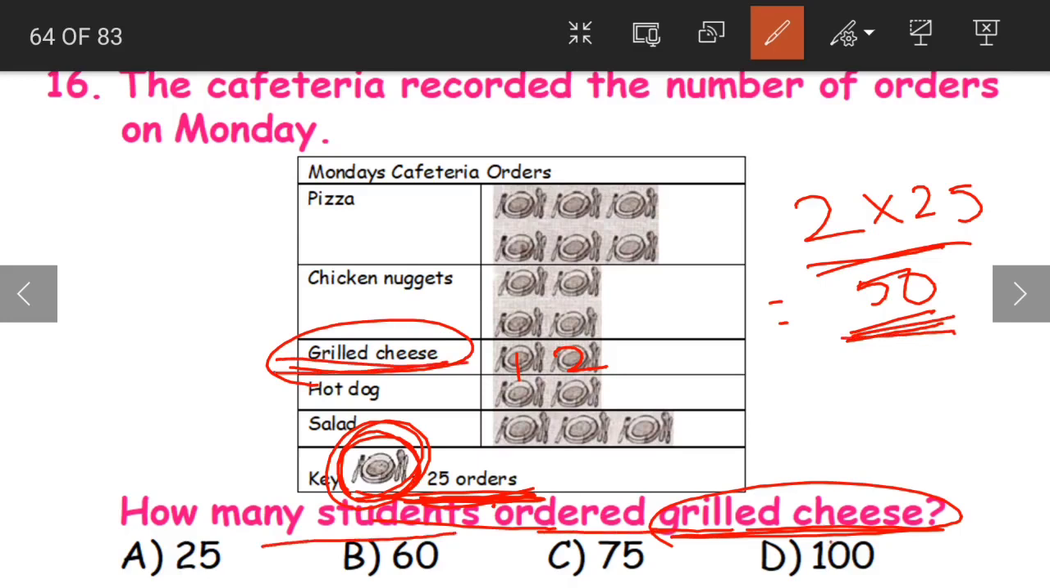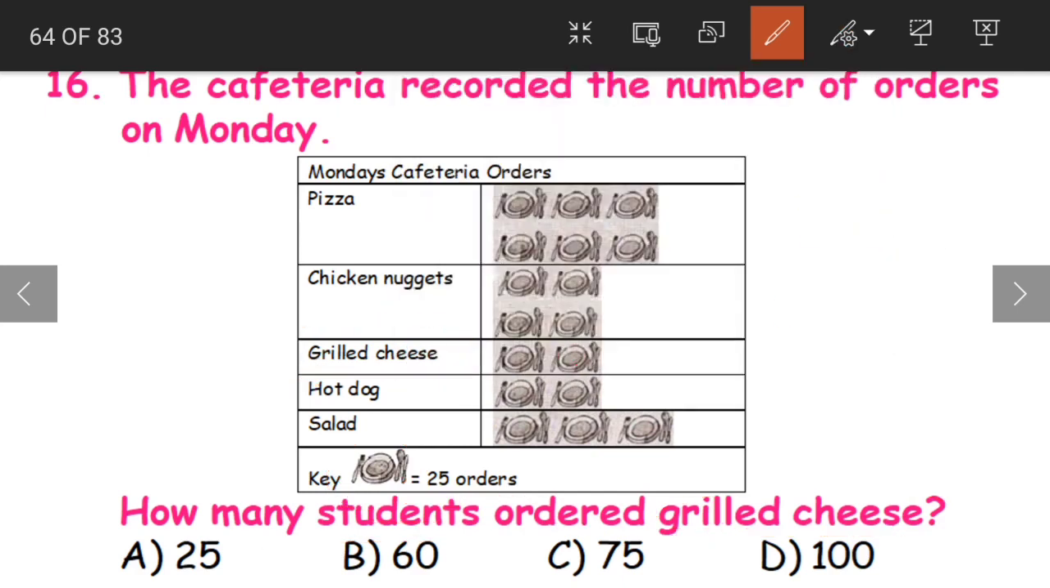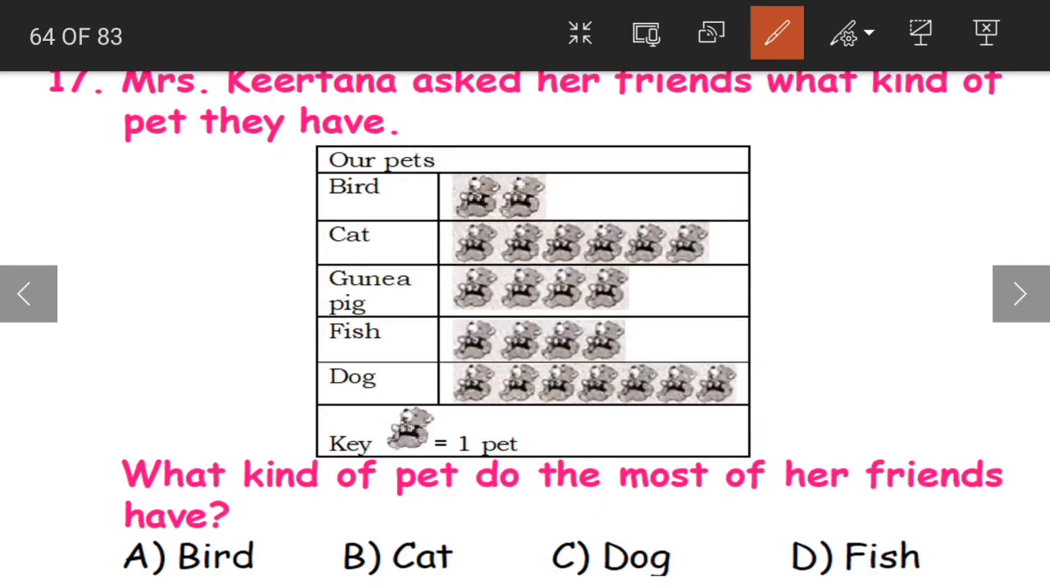So how many students ordered grilled cheese? 50 children ordered grilled cheese. Option B is 50, so option B becomes our correct answer. Yes. So 2 means each is 25, so 2 into 25 is equal to 50. The number of students who ordered grilled cheese becomes 50.